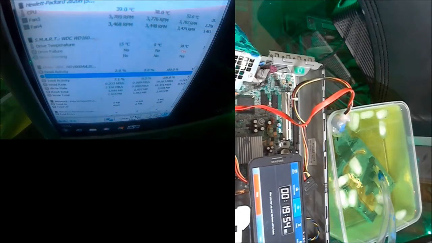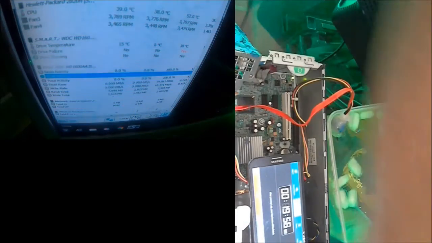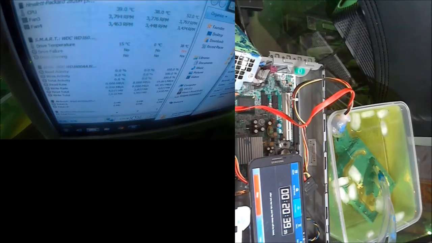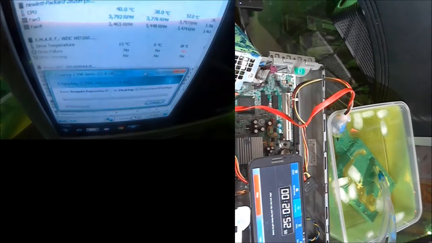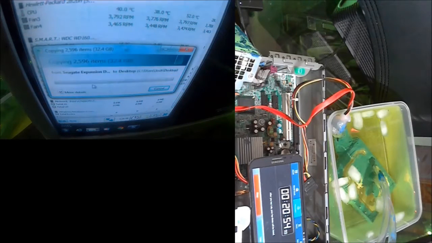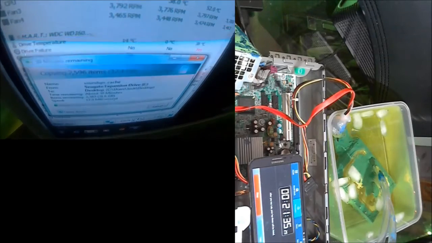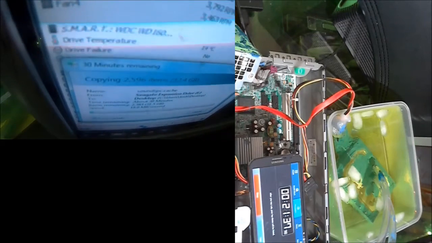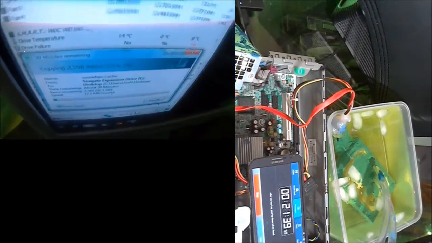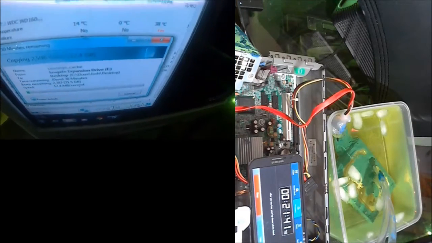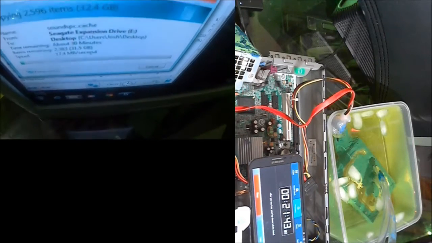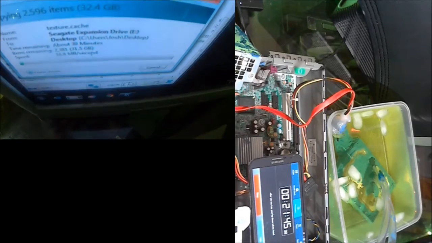And I'm just going to transfer a file from this to that. We're going to do a 32 gigabyte transfer. And we'll put the transfer right below the hard drive. And I'll leave it on more details. Check that out. Drive temperature, 14 degrees Celsius. All right. And it's doing a 32.4 gigabyte transfer.